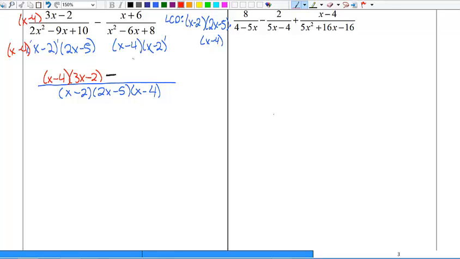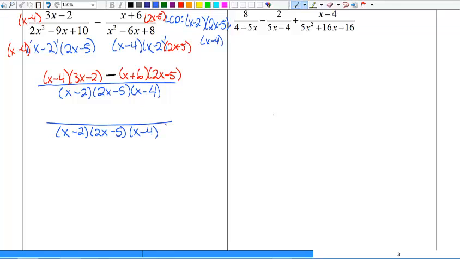On the second denominator, I have x minus 4 and x minus 2. In the LCD, what is the factor I'm missing? Well, it looks like I'm missing the 2x minus 5. If you do it to the denominator, you have to also then do it to the numerator. Please be careful that because there's a minus, you have to distribute your negative, so you need to keep the parentheses around that second product for a little bit longer.